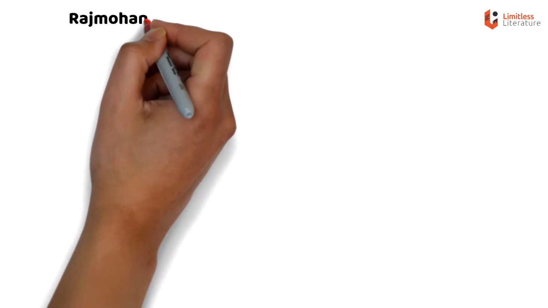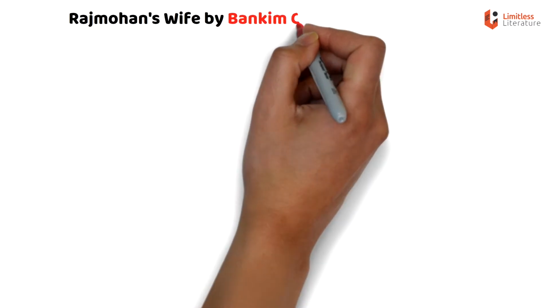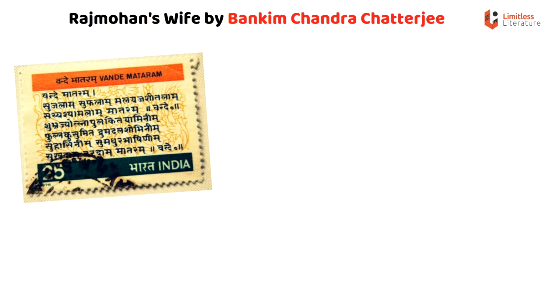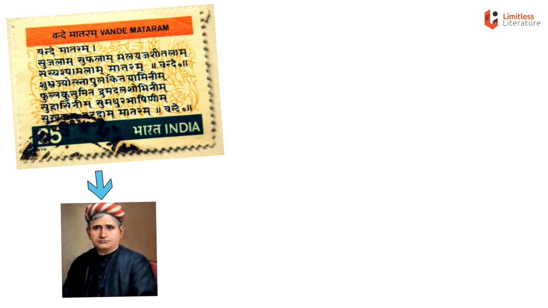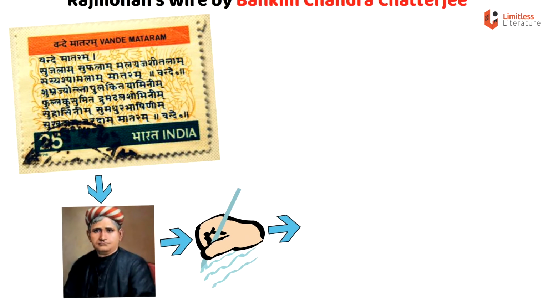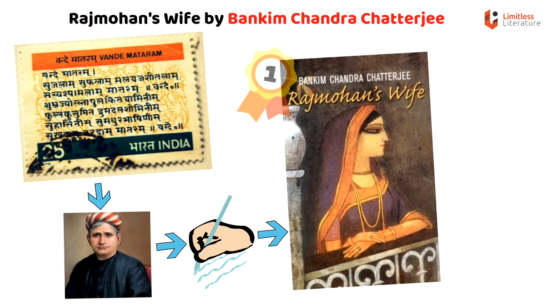Good morning, students. So today we are going to discuss another novel, Rajmohan's Wife by Bankim Chandra Chatterjee. Yes, the one who had written India's national song Vande Mataram. So this work, Rajmohan's Wife, is the first work in English language published in 1864.